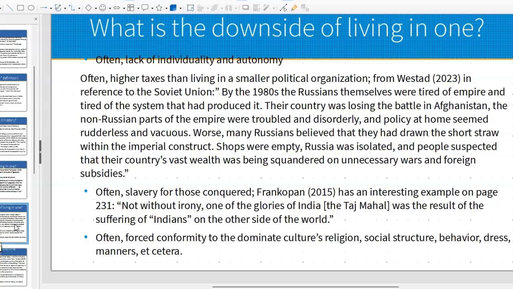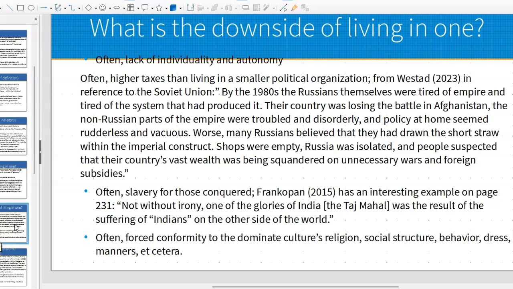Other downsides, depending on where you were, you've got slavery. Frankopan has an interesting example on page 231 when he talks about the building of the Taj Mahal in India. Not without irony, one of the glories of India, the Taj Mahal itself, was the result of the suffering of Indians on the other side of the world, which I think is a really interesting point in this particular chapter as he's talking about the excessive amount of wealth coming out of the Western Hemisphere, literally on the backs of the Native Americans and the transatlantic African slave system that was being put into place, but that it reaches so far as into India itself, and that is directly through trade. The Indians weren't getting it specifically from the Western Hemisphere, but through trade with Western Europe, they also were accruing a tremendous amount of wealth.